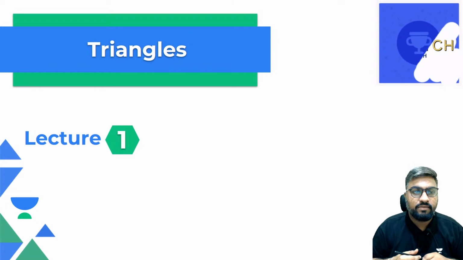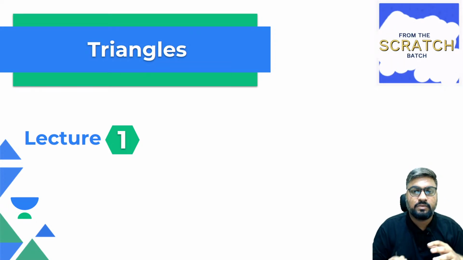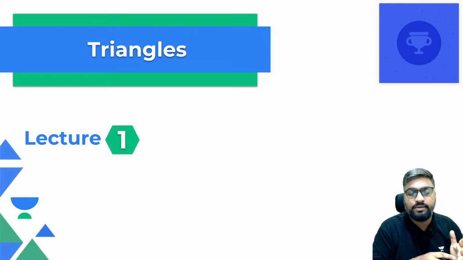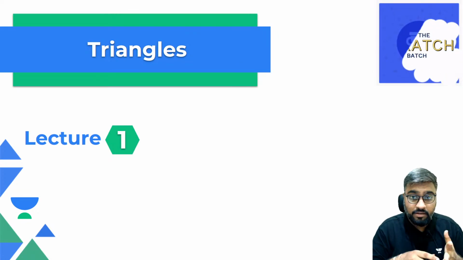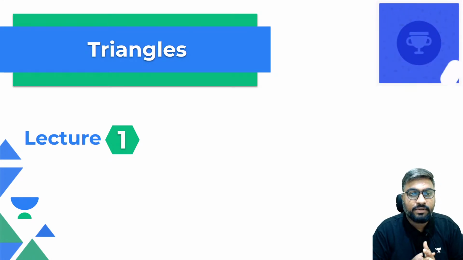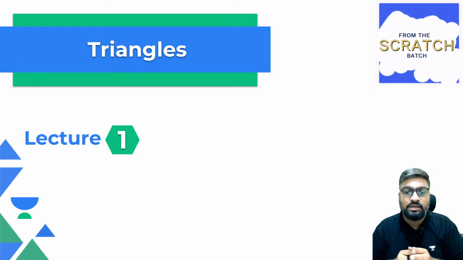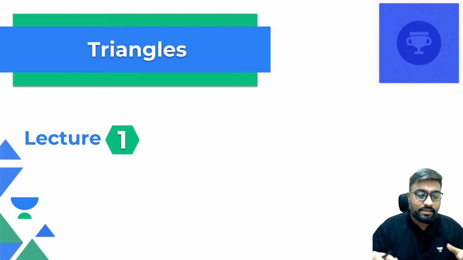So in geometry today we're going to look at triangles. We'll be doing two sessions on triangles. One will be covering all the basic properties, Pythagoras theorem, basic proportionality theorem, and in the next one we'll be looking at advanced properties where we'll be talking about centroid, orthocenter, medians, altitudes, all of it.